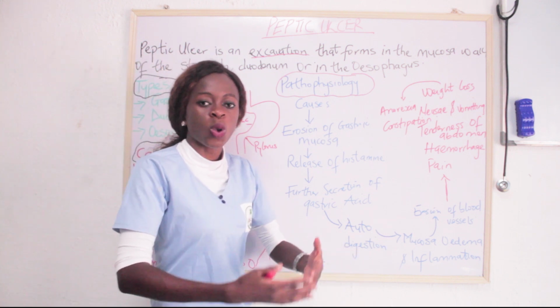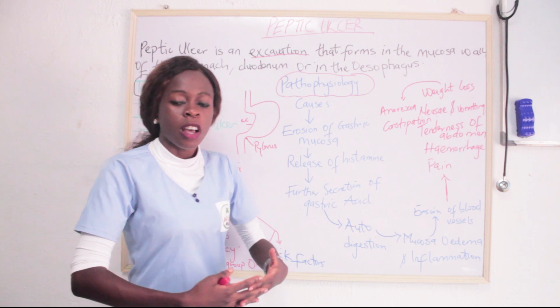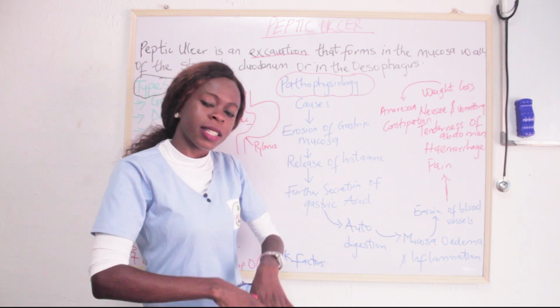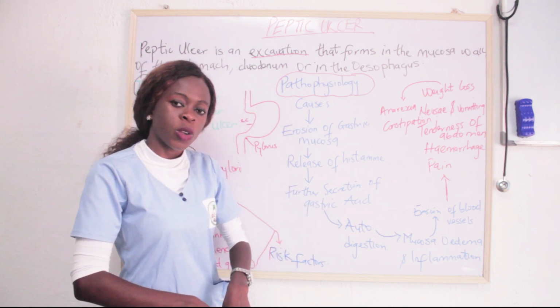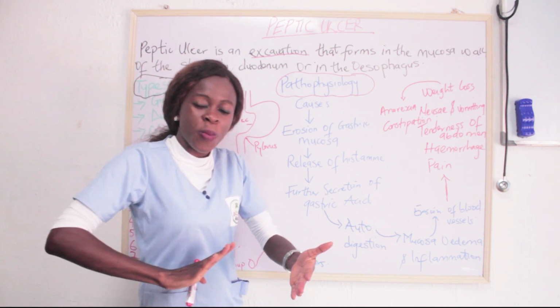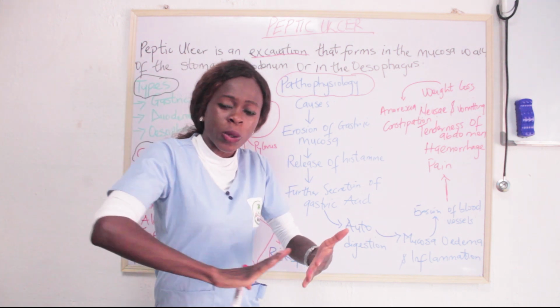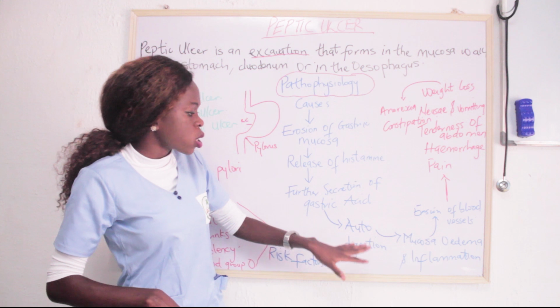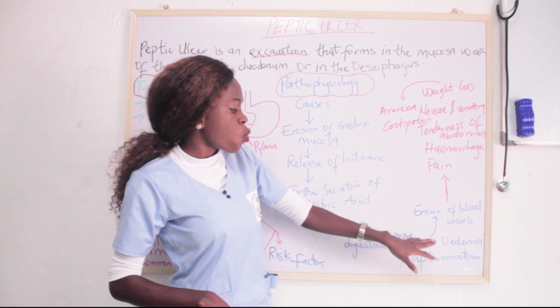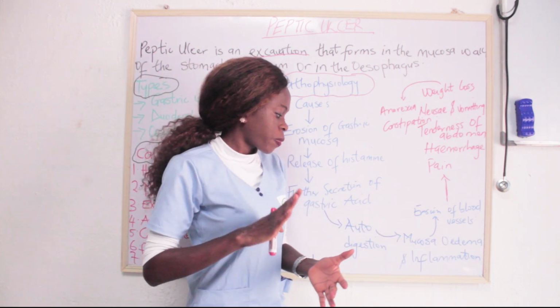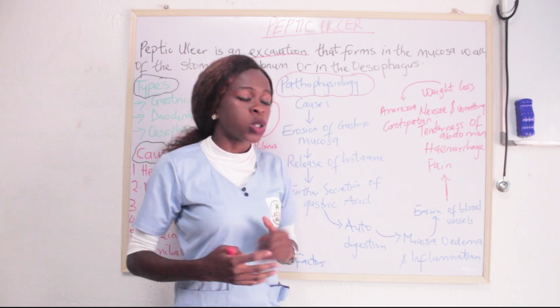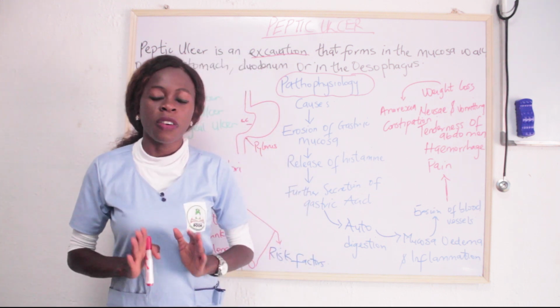You know when we say autodigestion, it simply means something like the stomach is eating itself up. You get? Because at this moment, acid is coming in contact with the eroded layer. So there's what? Autodigestion, there's mucosal edema and inflammation, and there's also erosion of the blood vessels.